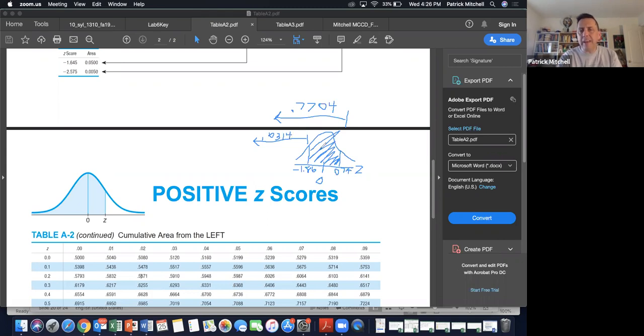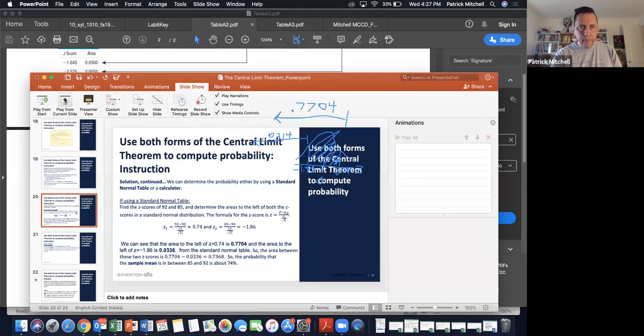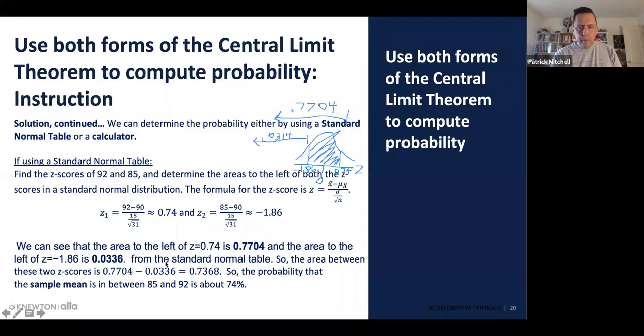Okay, so to find the area between those two z-scores, you just subtract those. 0.7704 minus 0.0314. And that is how they got 0.0336. That's not the same value I got.